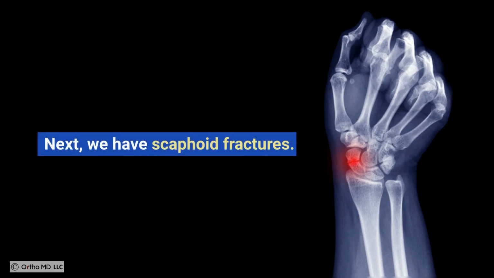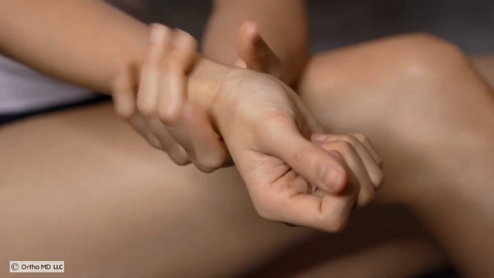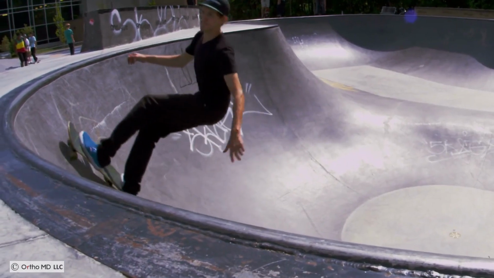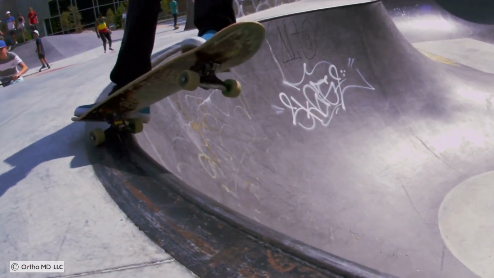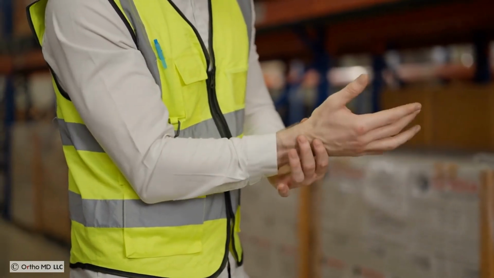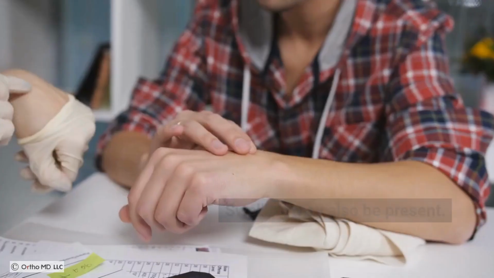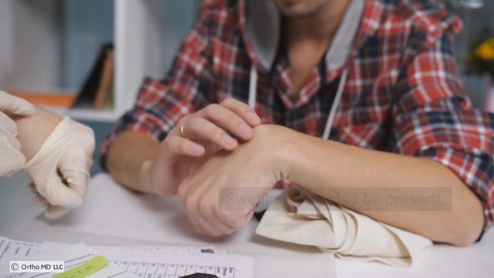Next, we have scaphoid fractures. The scaphoid is a small bone located near the base of the thumb. Scaphoid fractures typically occur from a fall on an outstretched hand. The presentation of a scaphoid fracture includes pain and tenderness in the wrist, especially in the area of the scaphoid bone. Swelling may also be present.